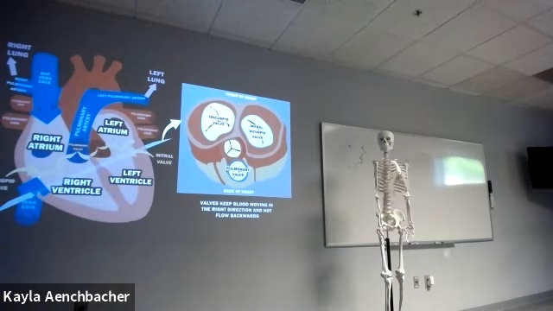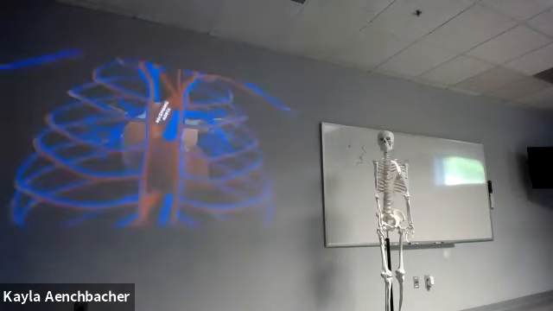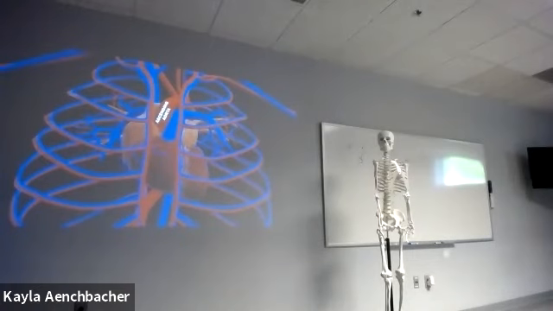Oxygenated blood leaves the left ventricle through the aortic semilunar valve, entering the aortic arch. The aorta, which is the largest of all the arteries, distributes the oxygenated blood to the rest of the body.